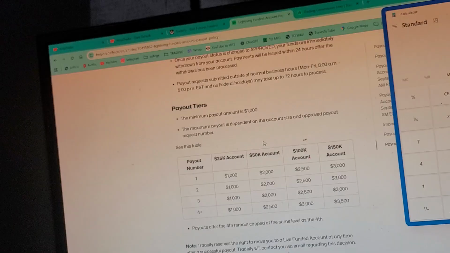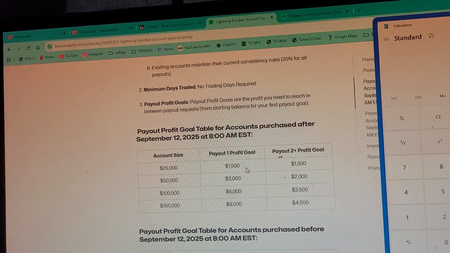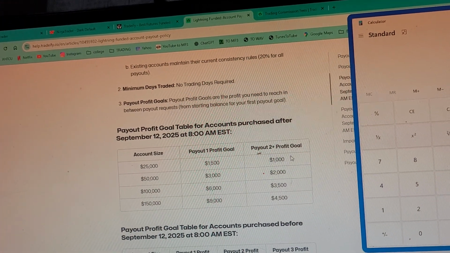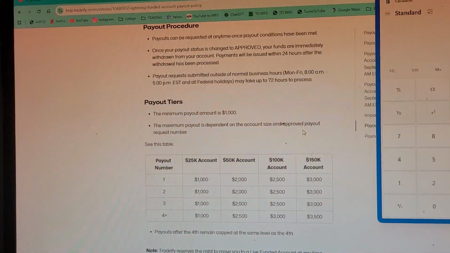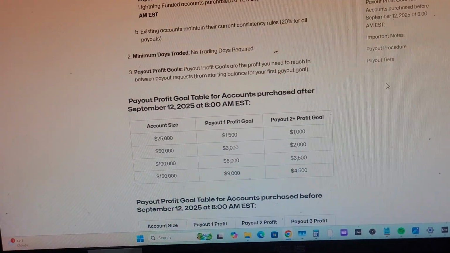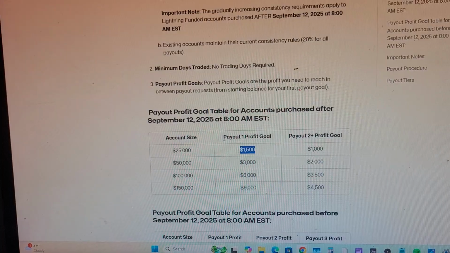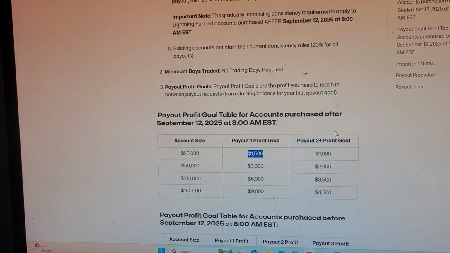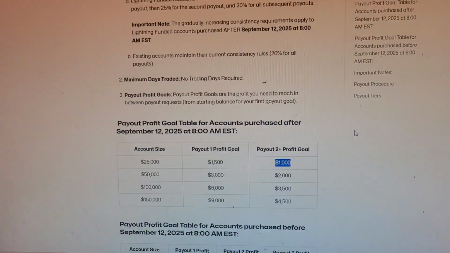Now, what's even crazier is, let's say this was my second go at it, where I already got my first payout. I think I already showed y'all, but I'm going to show y'all again. After this first payout right here, the next profit goal is $1,000. So let's assume I already did this payout one and I withdrew $1,000. Awesome. The next profit target goal is $1,000.